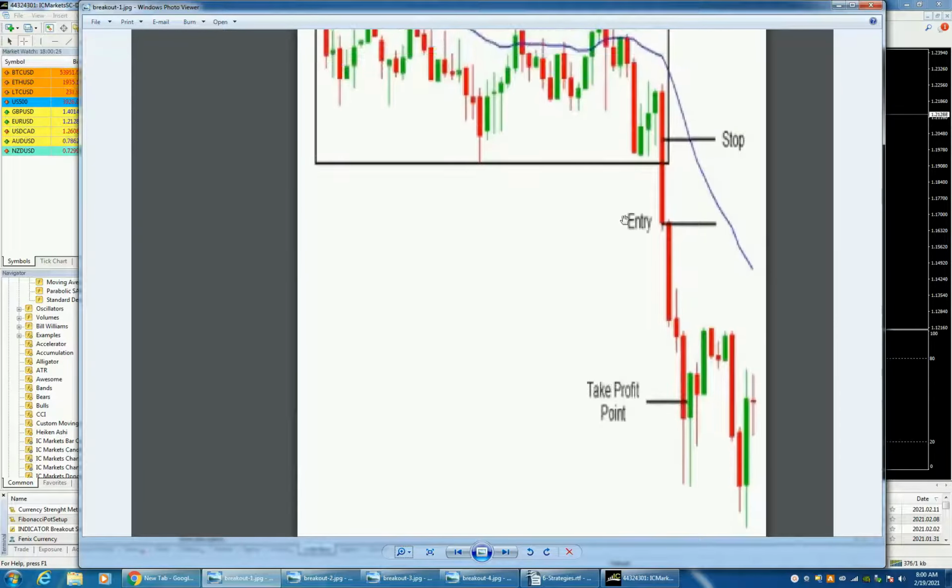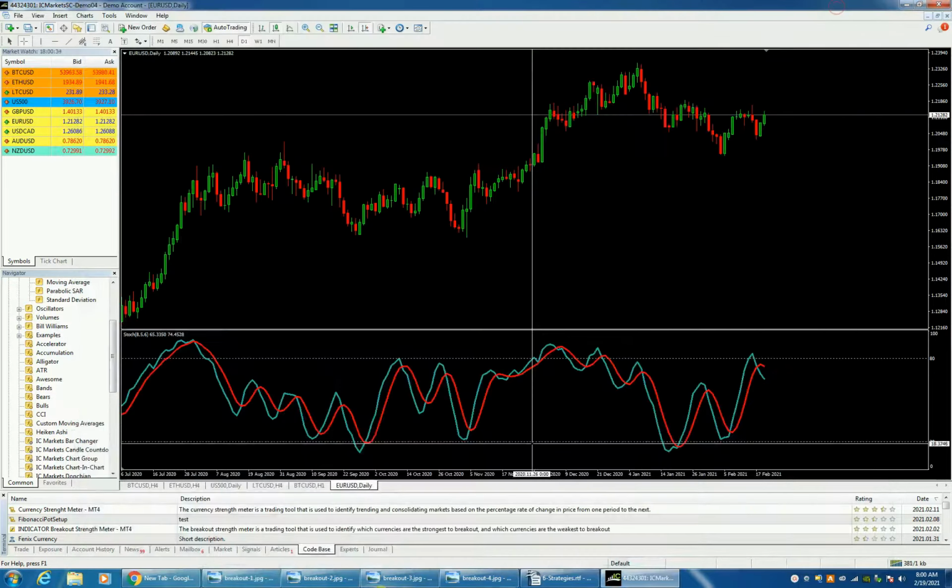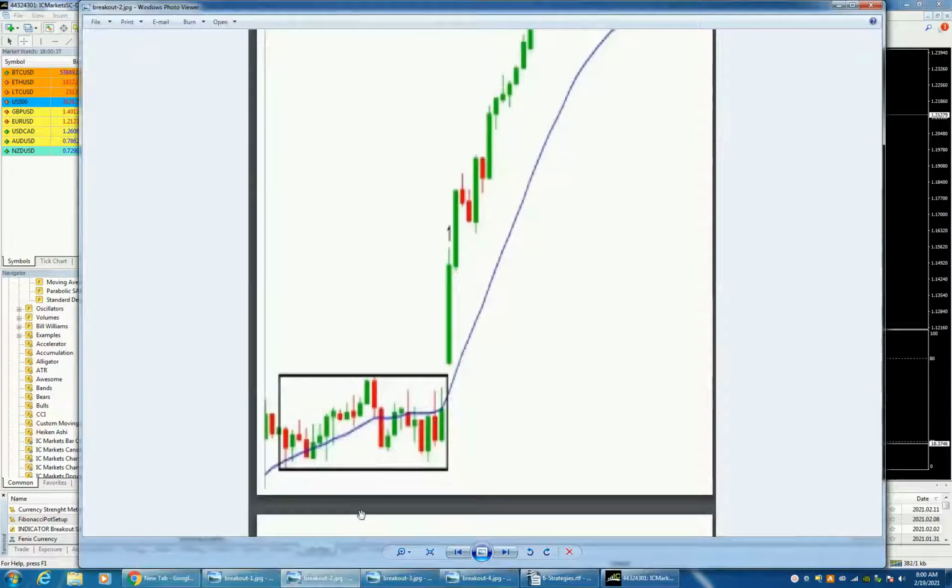So let's say the entry here and the stop is $10. You want to go for a minimum of $20, and you can see that it clearly reached that point. All right, okay, let's see another example of a breakout.